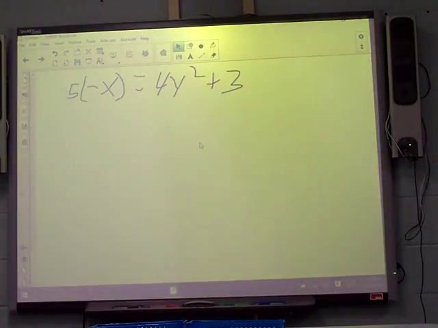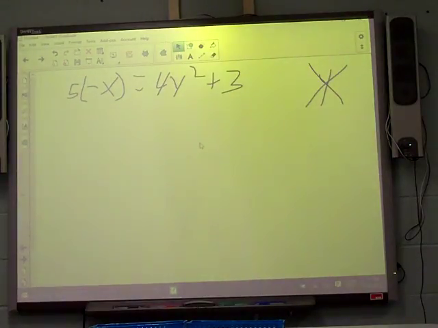5 times negative x is negative 5x. There's no way around that. And negative 5x cannot be the same as positive 5x. So that is not symmetric to the y-axis. So I can mark out anything that's got y-axis, which means I can also mark out anything that's got origin, because if it's on the origin, it's got to be both of them.